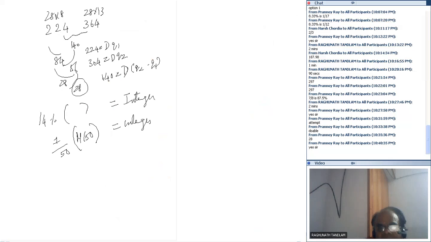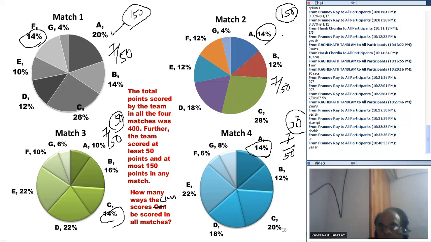I'm not checking ABCD. I'm looking for 14, Ravi. I'm looking at 14% or 26%. 26% as a fraction becomes 13 by 50. When the numerator becomes a prime number, that decides what should be the total. That's the idea of this.